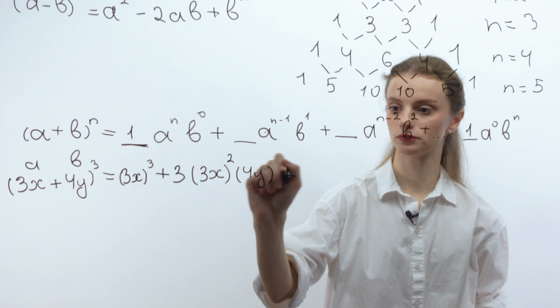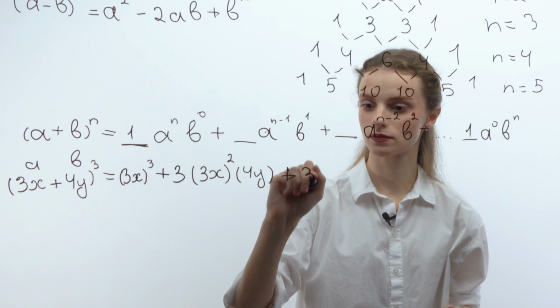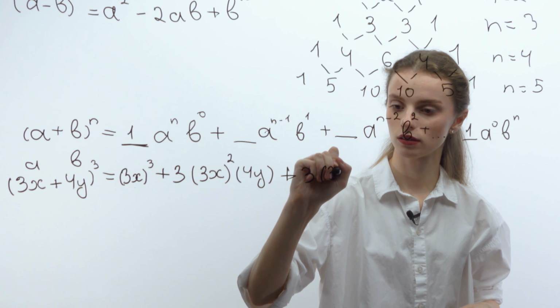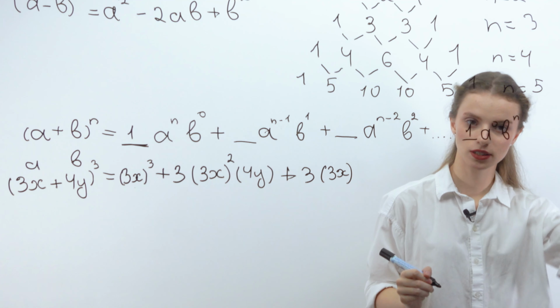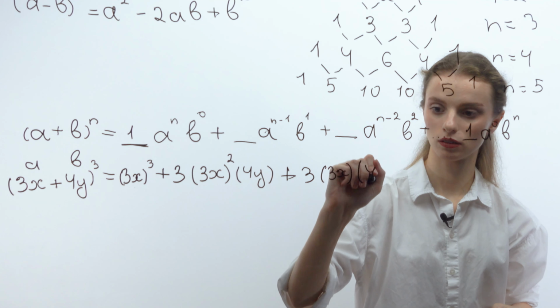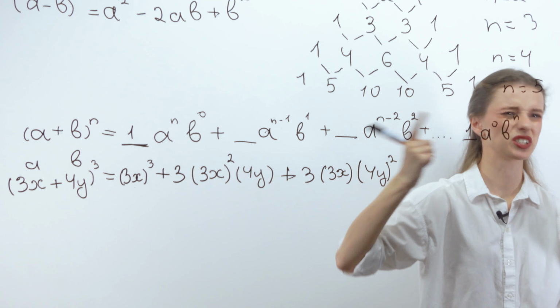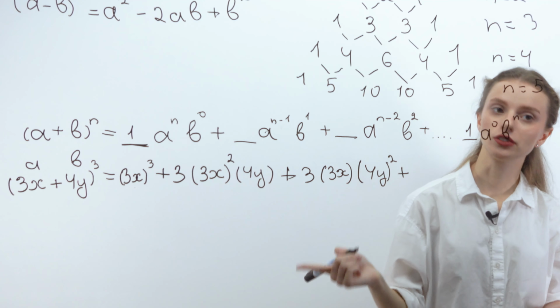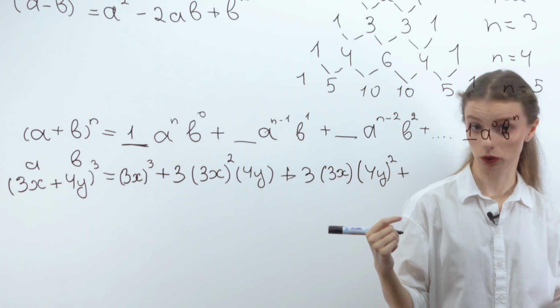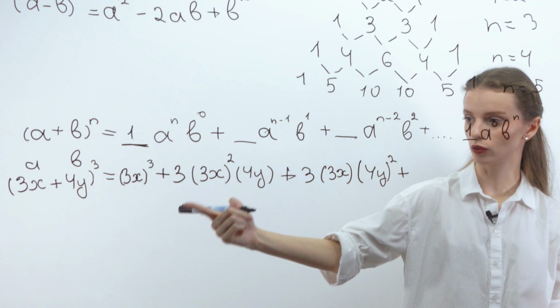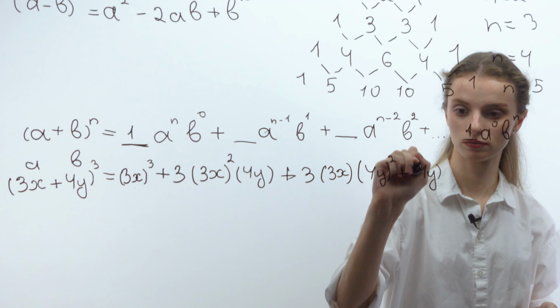Let's keep going. What is our next coefficient? 3. Now we have a to the first power, but my b increases the power, so b to the second power, 4y squared. Then our coefficient is 1. I'm just not going to write it. A to the 0 power is 1, so again, I'm not going to write it. And b, 4y to the third power.